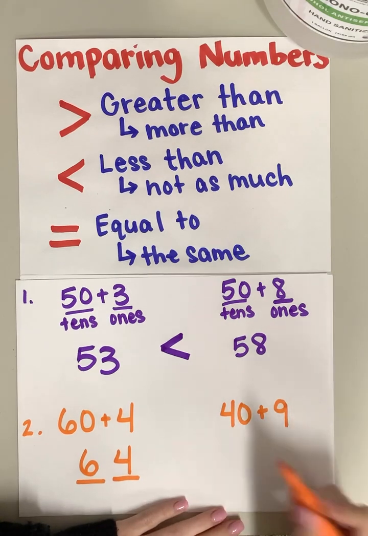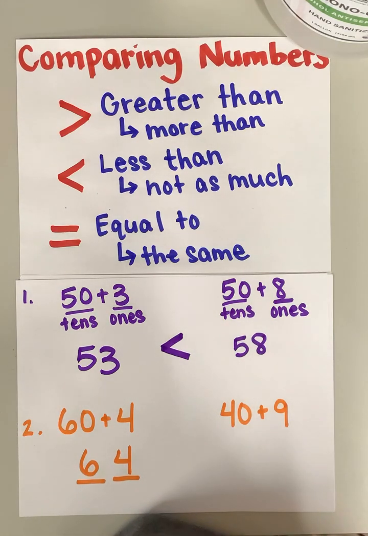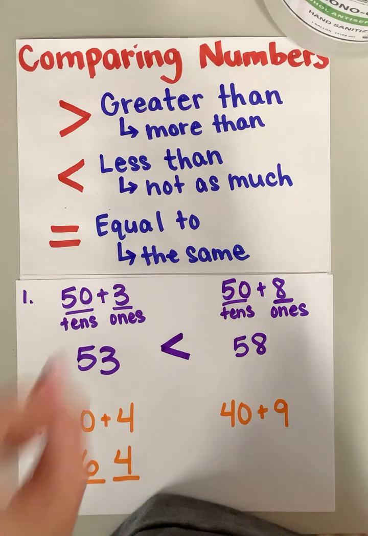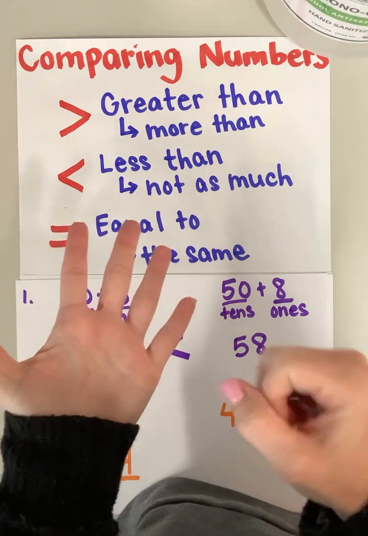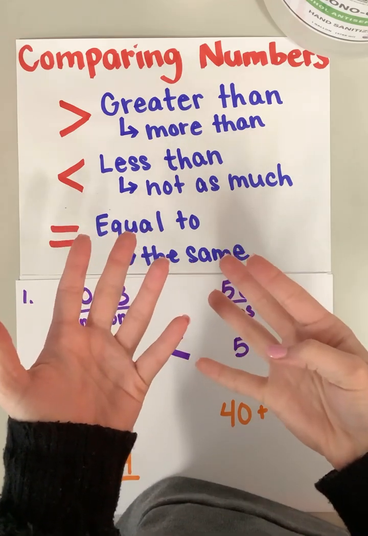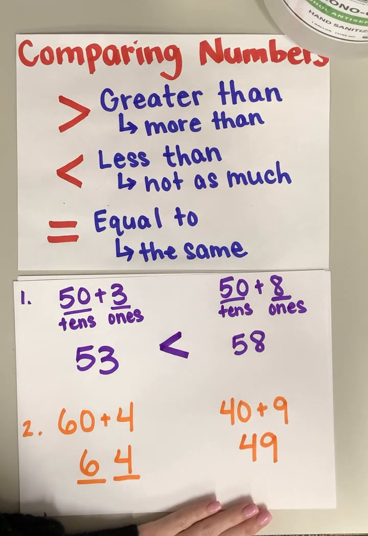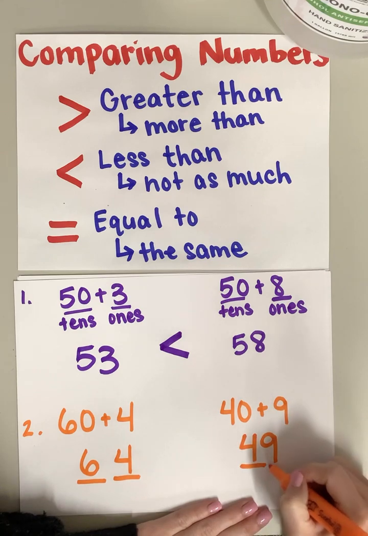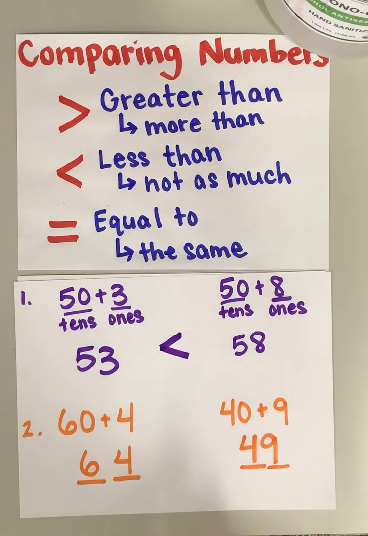Let's look at this one, 40 plus 9. I think I want to add for this one. Let's add 40 plus 9. Start at 40. Will you count with me out loud? 40, 41, 42, 43, 44, 45, 46, 47, 48, 49. Okay, I added 9. I got to 49. And to double check, my 4 is in the tens and my 9 is in the ones. So my two numbers that I'm comparing are 64 and 49.